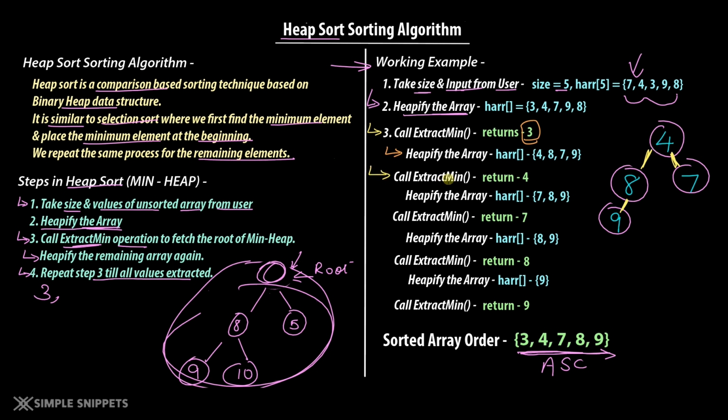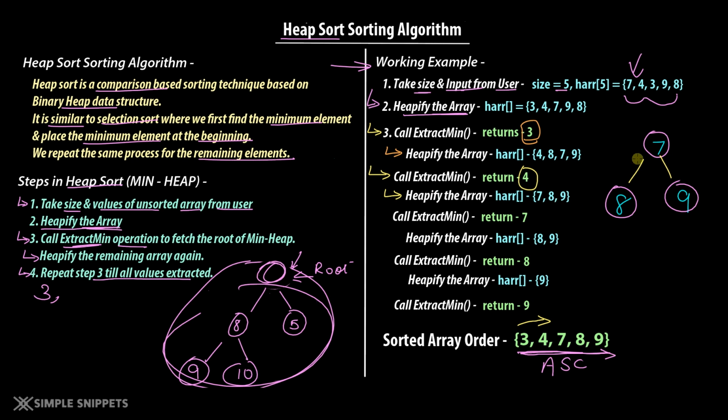Then again you will call extract min. This time you will get the top of the root, which is 4. So you got 3 and 4. You can see our ascending order is being created. So once you extract this, this will also be removed. And then again you can see you have to do heapify. So after heapifying again, you will be remained with 7, 8, 9. So this is how the heap would look like when you are left with 7, 8, 9 and when you do the heapify. Then again you will call extract min. So you will get the minimum value, which is at the top root level, which is 7 this time.